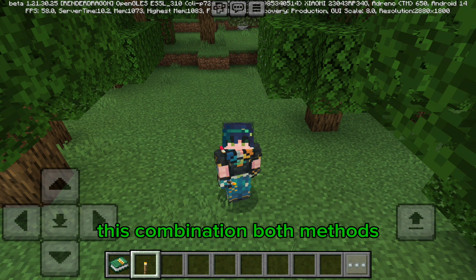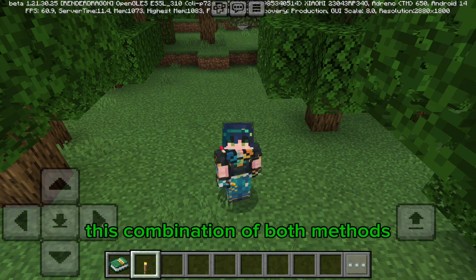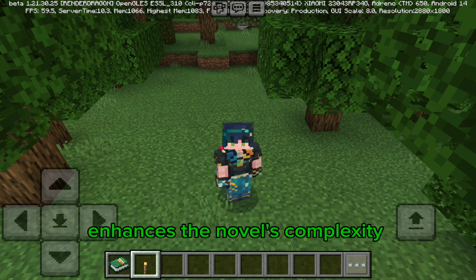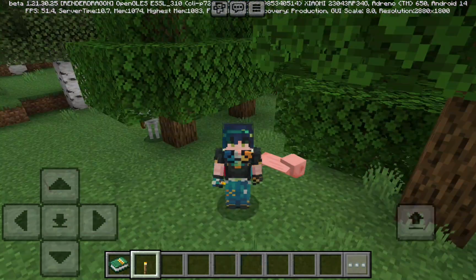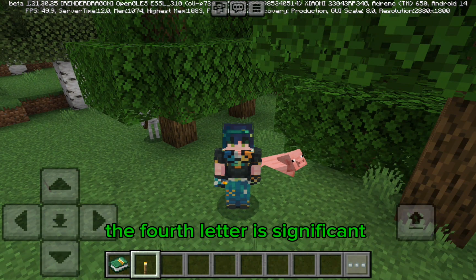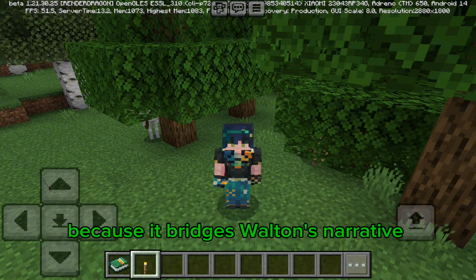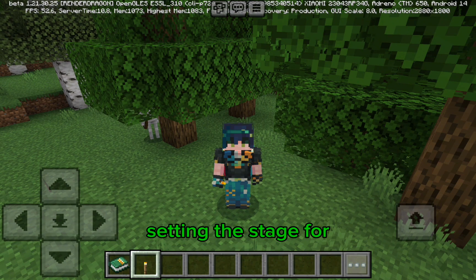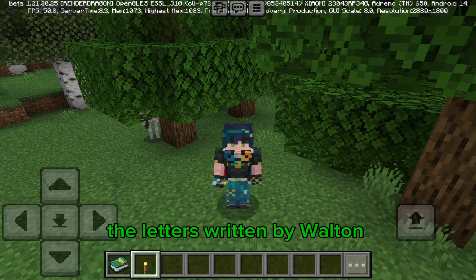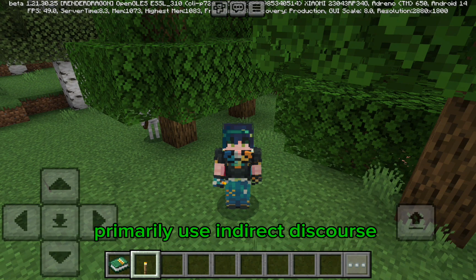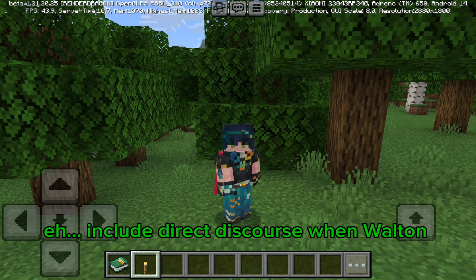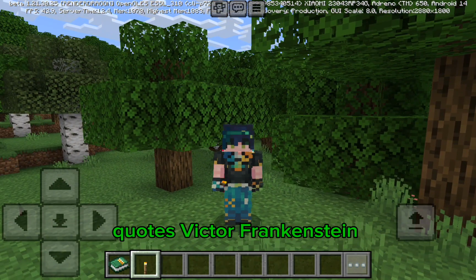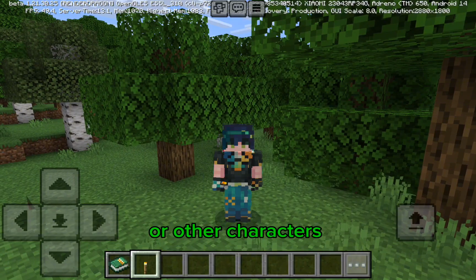This combination of both methods enhances the novel's complexity and emphasizes the subjective nature of the characters' perspectives. The fourth letter is significant because it bridges Walton's narrative with Victor's, setting the stage for the layered storytelling structure. The letters written by Walton in Frankenstein primarily use indirect discourse, but they also include direct discourse when Walton quotes Victor Frankenstein or other characters.